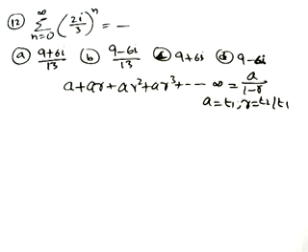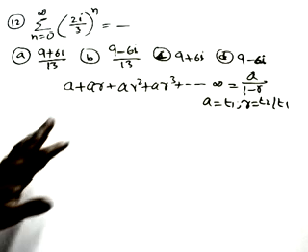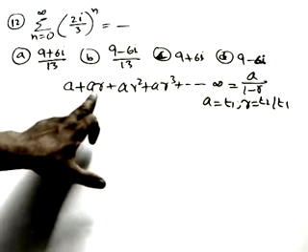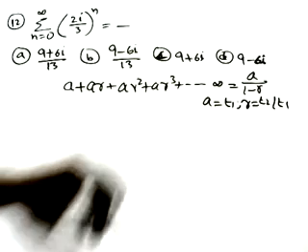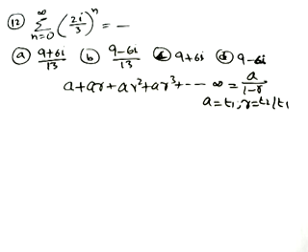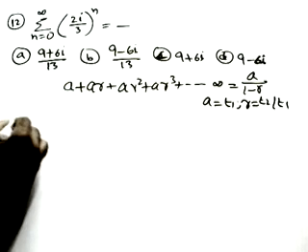Now see the next question: sigma n equals 0 to infinity of (2i by 3) whole power n equals dash. Watch carefully. We have a formula: a plus ar plus ar square plus ar cube and so on up to infinity. This is called the sum to infinity of a GP. Its formula is a by 1 minus r, where a is the first term and r is t2 by t1, where mod r is less than 1.